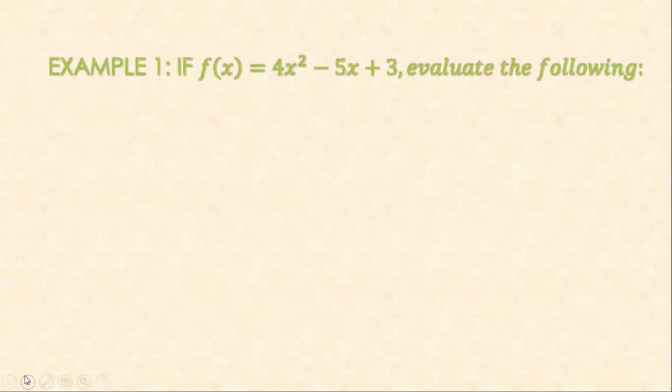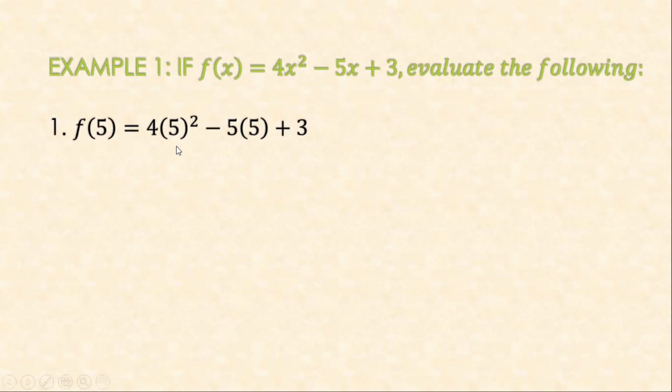So let's have an example. If f of x equals 4x squared minus 5x plus 3, evaluate the following. So let's evaluate if x is equal to 5. Therefore, we have f of 5 equals, we will just replace all the x in the equation. So 4 times 5 raised to 2 minus 5 times 5 plus 3, and simplify it. So we get 100 minus 25 plus 3. Therefore, it's equal to 78.